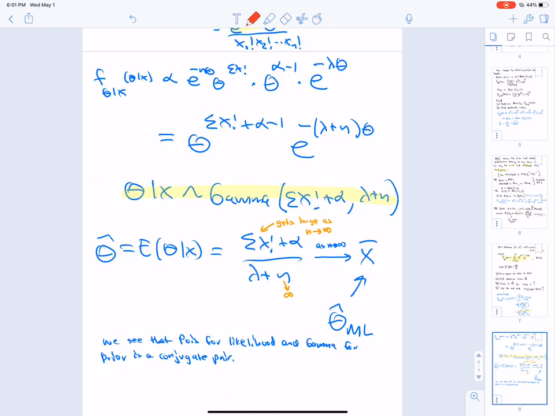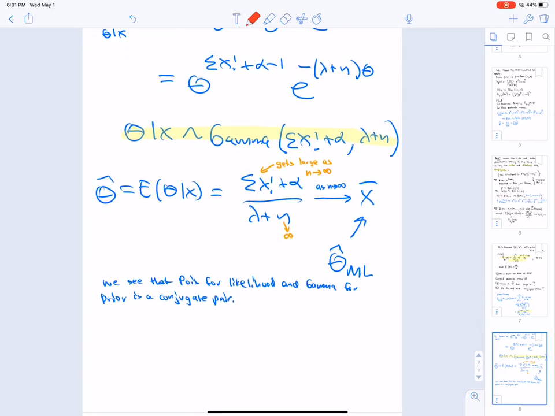So now as n goes to infinity, note that the sum of the xi will get large, so alpha will be insignificant, as will lambda be insignificant compared to n. So we get x bar, which is the ML estimate. So that's the way the posterior mean works: asymptotically it's approximately normal, and converges to the ML estimator when regularity conditions are satisfied. So we see that the Poisson for likelihood and the gamma for prior is a conjugate pair.